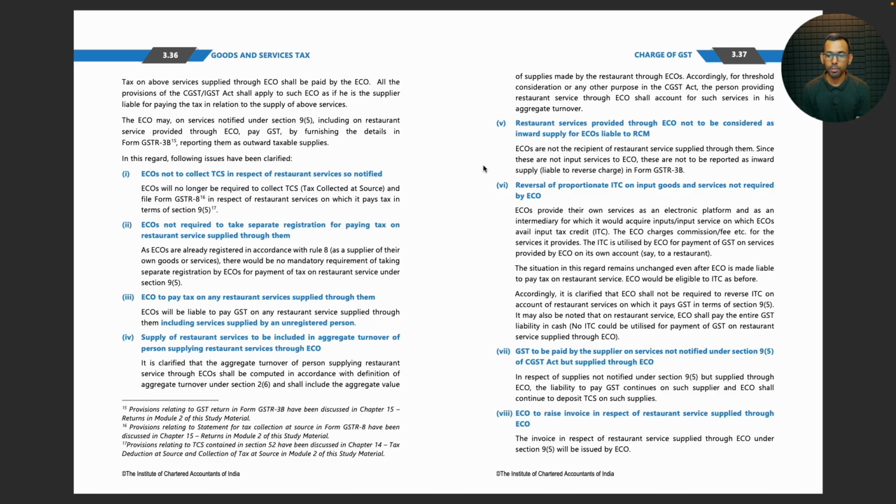Okay. Reversal of proportionate ITC on input goods and services not required by ECO. ECOs provide their own service as electronic platform and as an intermediary for which it would acquire inputs or input service on which ECOs avail input tax credit. The ECO charges commission or fee for the service it provides. The ITC is utilized by the ECO for payment of GST on services provided by ECO on its own account. The situation in this regard remains unchanged even after ECO is made liable to pay tax on restaurant service. ECO would be eligible to ITC as before.